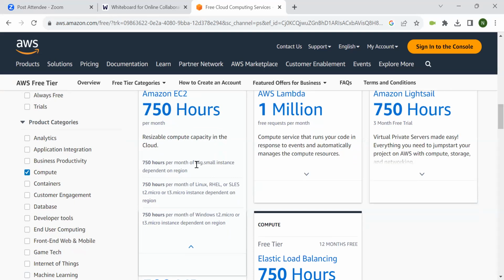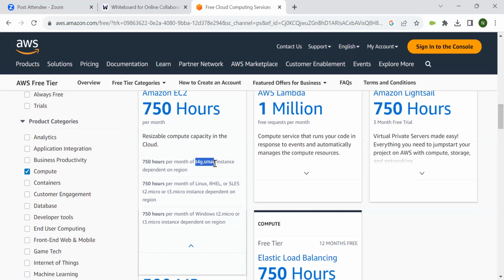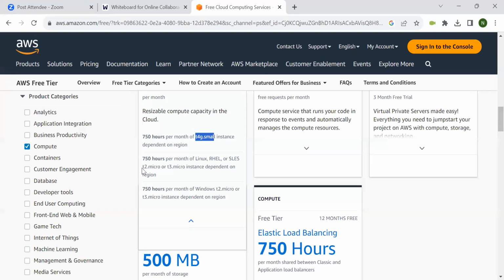Okay, and one more thing is they are giving only T4G small. What it means is these are the instance types, which is kind of the capacity or the configuration of a machine or virtual machine we are going to use. Another type is T2 micro, T3 micro, T4G small. These are some of the instance types they are providing. And these 750 hours are also not the same for every region. It depends on the region also, but most of the regions offer the same thing.